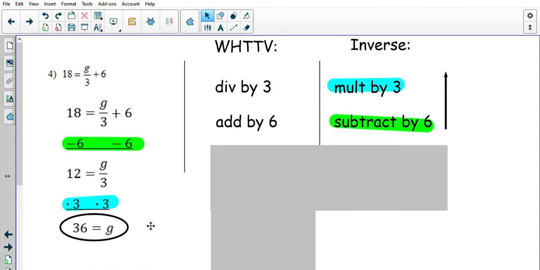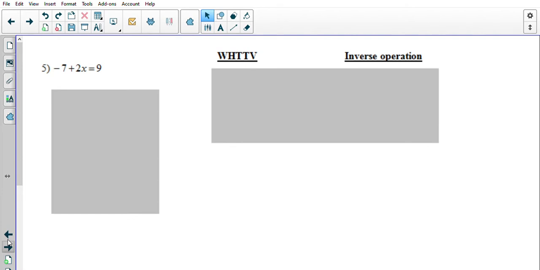All right, let's flip the page and let's go ahead and take a look at question number 5. So number 5, also kind of in reverse order with the variable coming second. We've got negative 7 plus 2x equals 9.